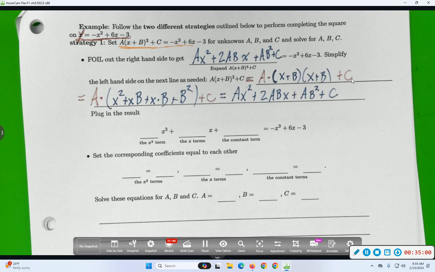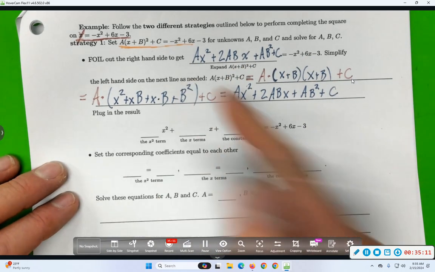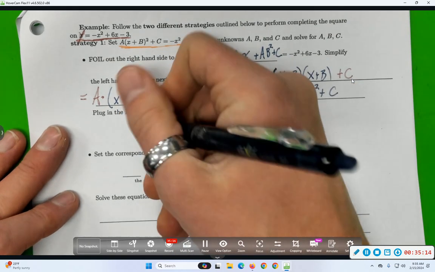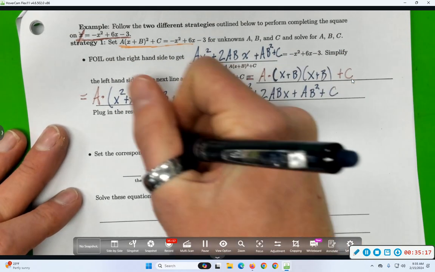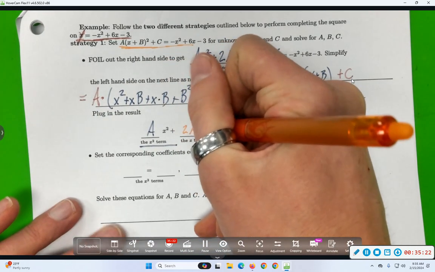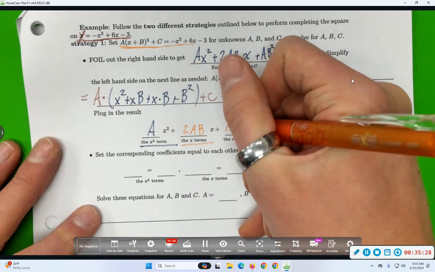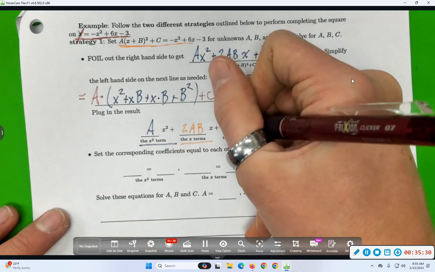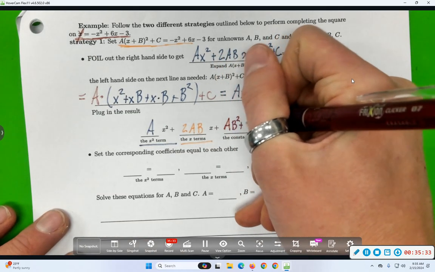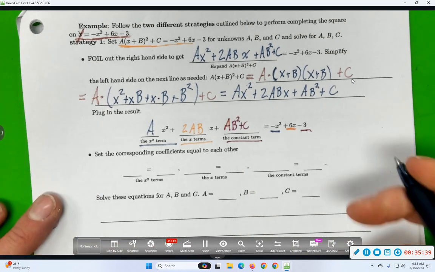Well, shoot, it looks like it'd be useful to expand the complicated looking side. Let's expand the complicated looking side. But now we can take advantage of something. The only way these are the same polynomials is if the squared terms are the same, and the linear terms are the same, and the constant terms are the same. So I can use this to extract 3 separate equations.